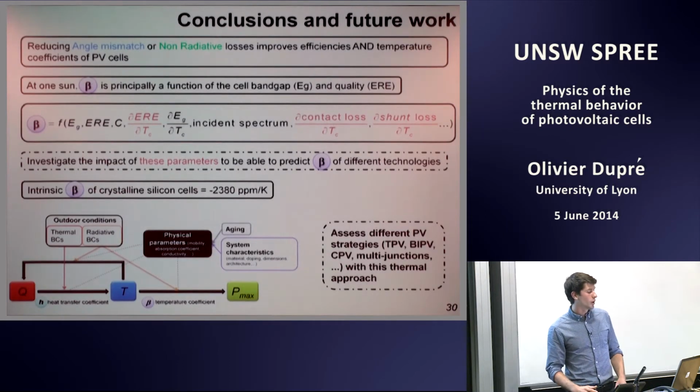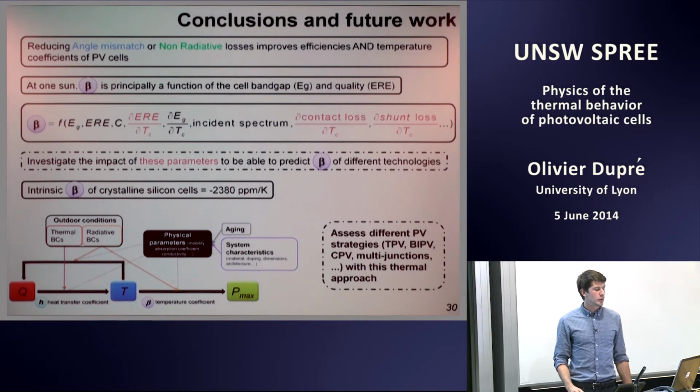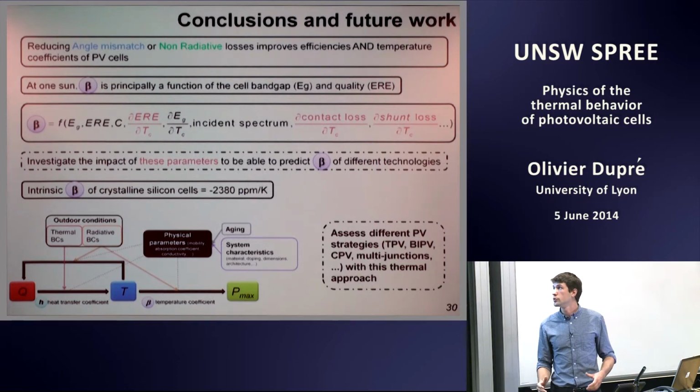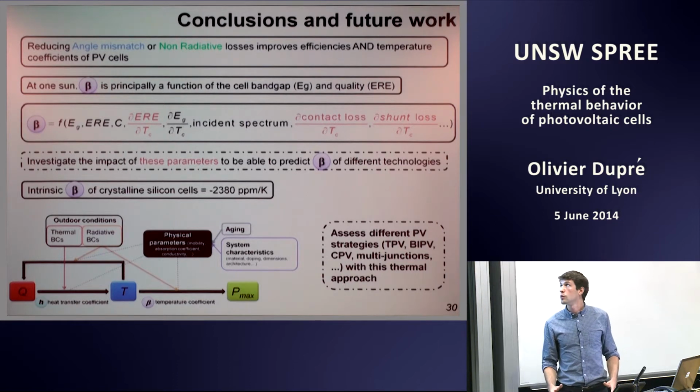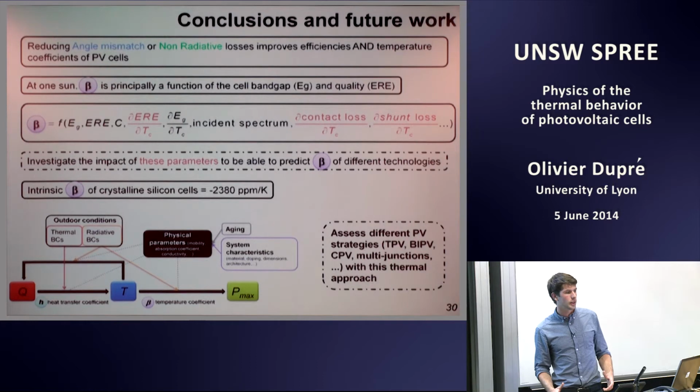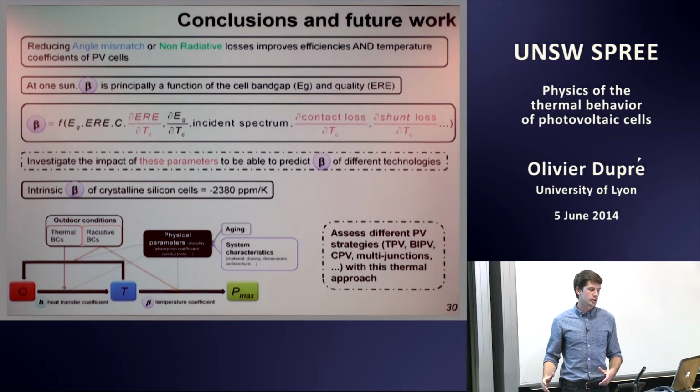So in conclusion, we have shown that reducing angle mismatch and non-radiative losses will improve the efficiency of the cell, but will also improve the temperature coefficient of the cells. We have seen that at first order, the temperature coefficient is mainly a function of the cell band gap and its quality, related to its external radiative efficiency.